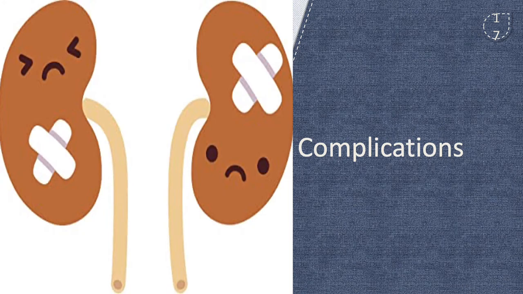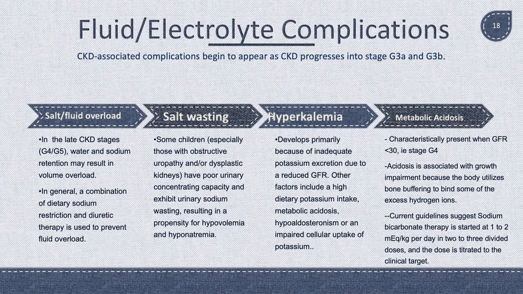We will now consider the complications of CKD. CKD-associated complications begin to appear as CKD progresses from stage 3 onwards. In terms of the fluid and electrolyte complications, we see that the patients may become salt and fluid overloaded, particularly in the late stages of CKD. Water and sodium retention may result in fluid overload. In general, a combination of dietary sodium restriction and diuretic therapy is used to prevent this overload.